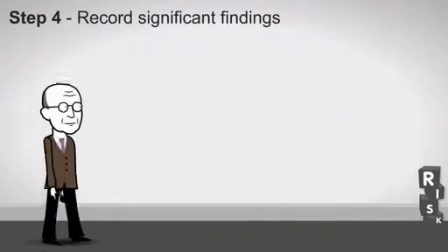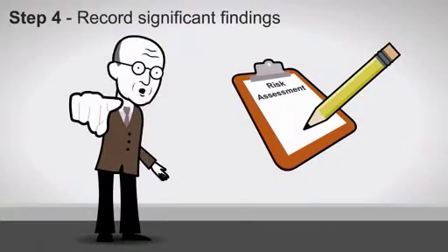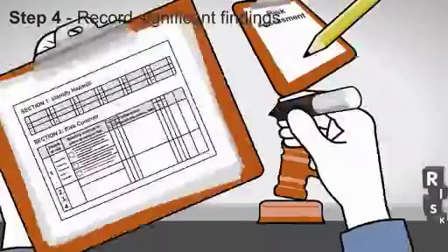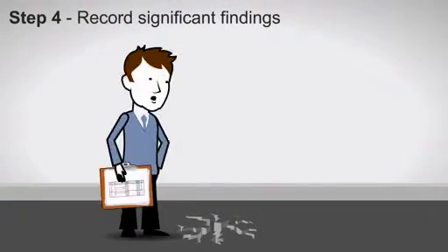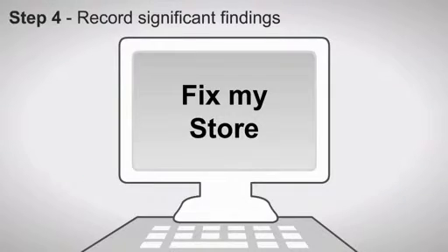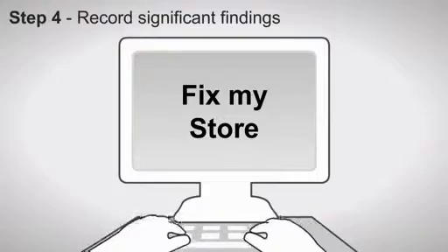Step 4. Record significant findings. These risk assessments are your written legal record. Document what action needs to be taken, if any. For example, if there is an issue with the flooring, make it safe. Log a call with maintenance via Fix My Store and chase up until complete.